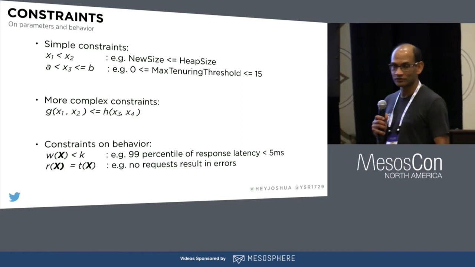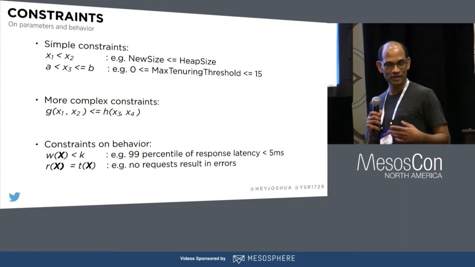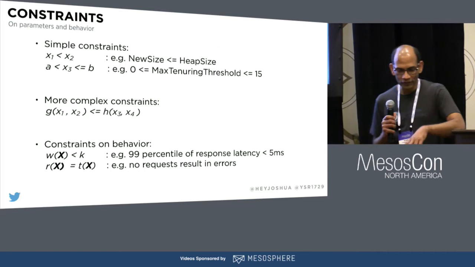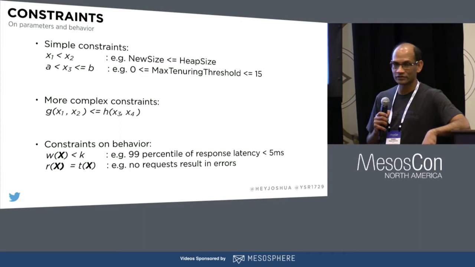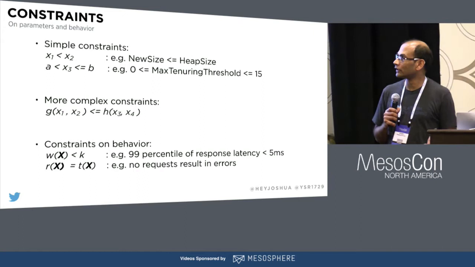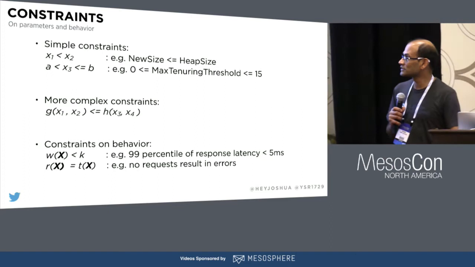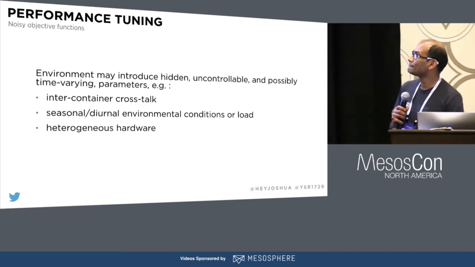Or that, for example, there's something called the max tenuring threshold, which determines how many GCs an object has to survive before it gets promoted into the old generation. And the JVM itself might set some limits on what the value of that setting might be. There could be more complex constraints that relate some complex function of one or two variables with another function of other variables. And then the last one, the constraints on the behavior, I've already talked about a little bit before.